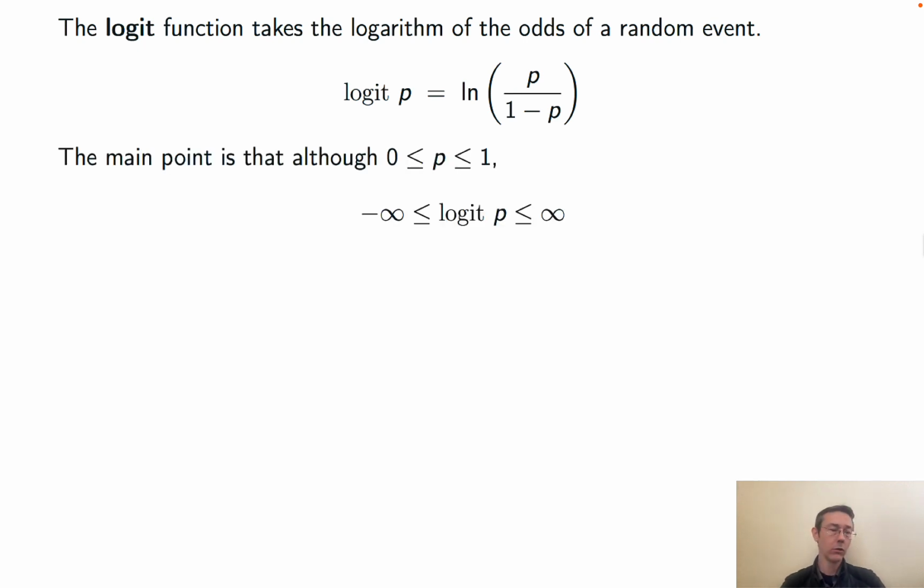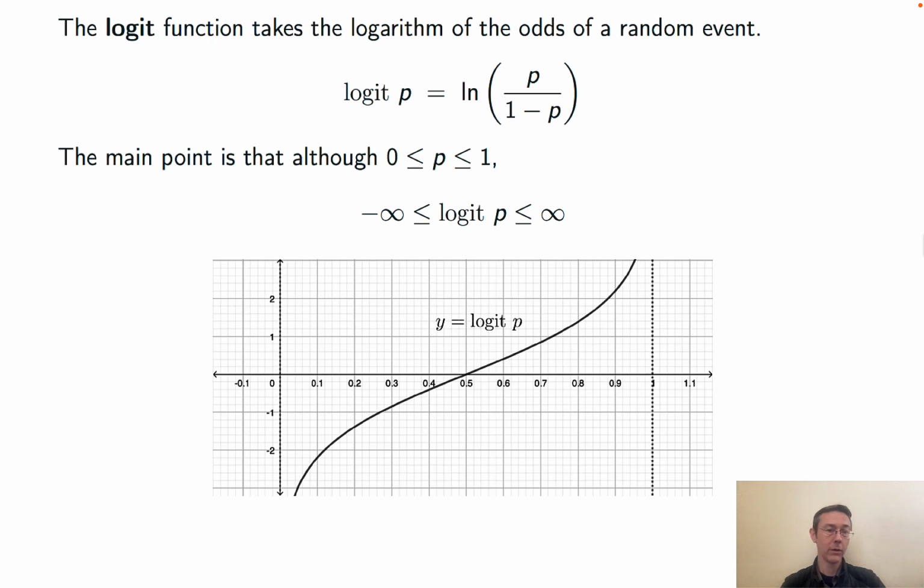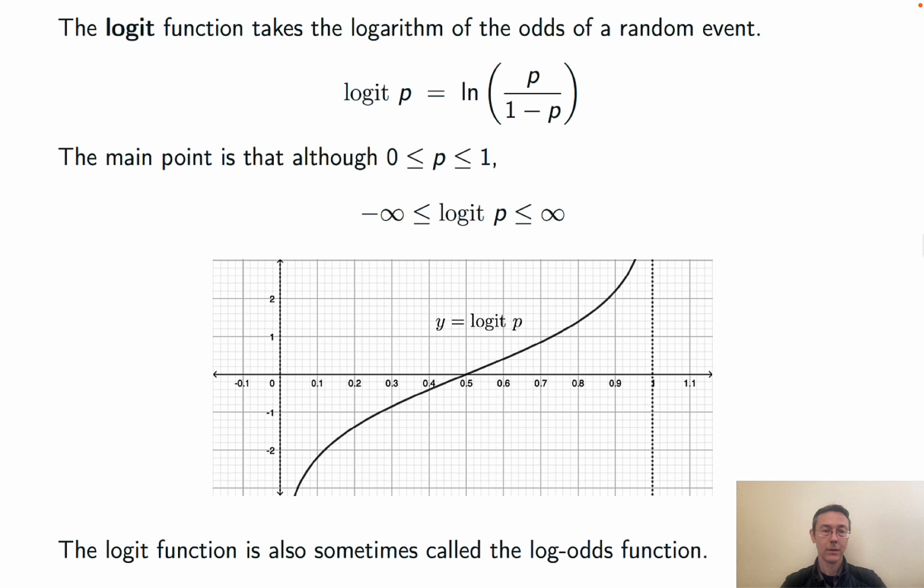The main point of the logit function is that while probabilities run from 0 to 1, logits run from negative infinity to positive infinity. Here's a picture of that. You can see as probabilities go from 0 to 1, the logits increase from negative infinity all the way up to positive infinity. Also notice that when p is 0.5, so even odds, the logit is exactly 0. It's not surprising that the logit function is sometimes also called the log odds function. That's just what it literally does.